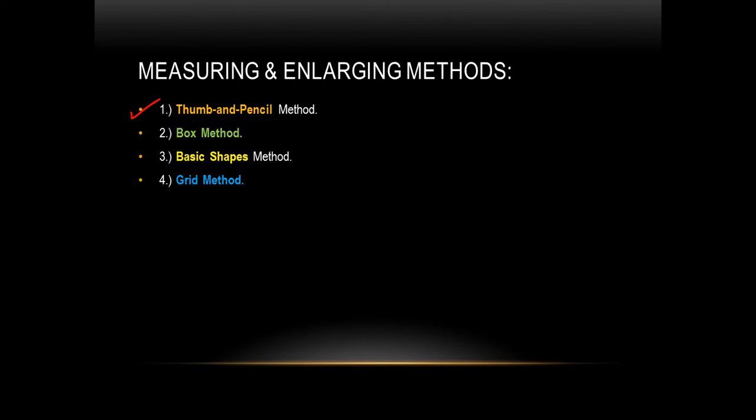So the thumb and pencil method is very useful for getting the sizes correctly or enlarging. The box method is very useful for getting the placement of objects correctly, and also for making thumbnail sketches to see where maybe moving objects are, etc. Then there are two more methods of getting proportions right, measuring and enlarging objects, and that's the basic shapes method and the grid method. And I'll do that inshallah after a brief pause.